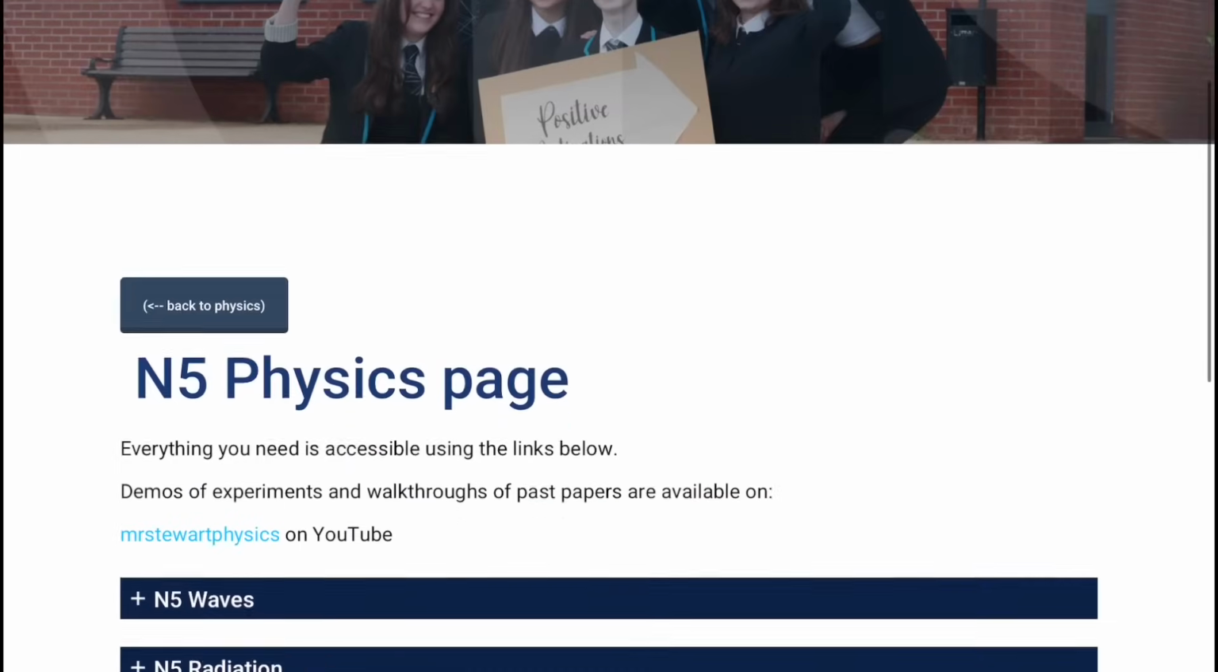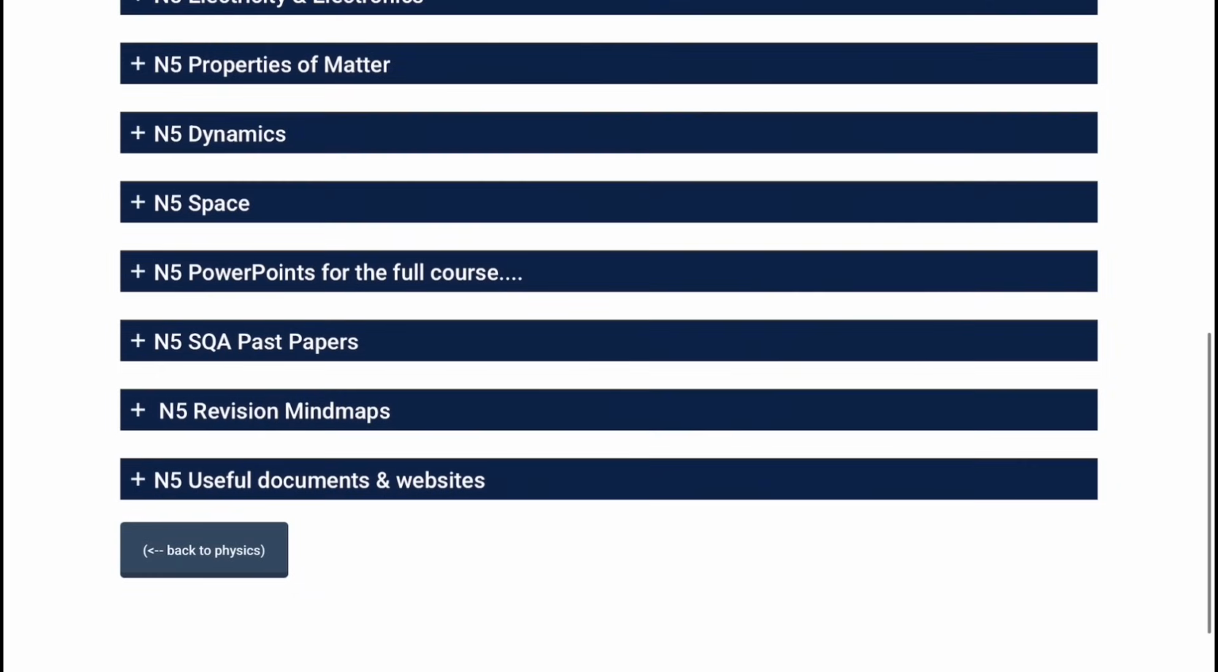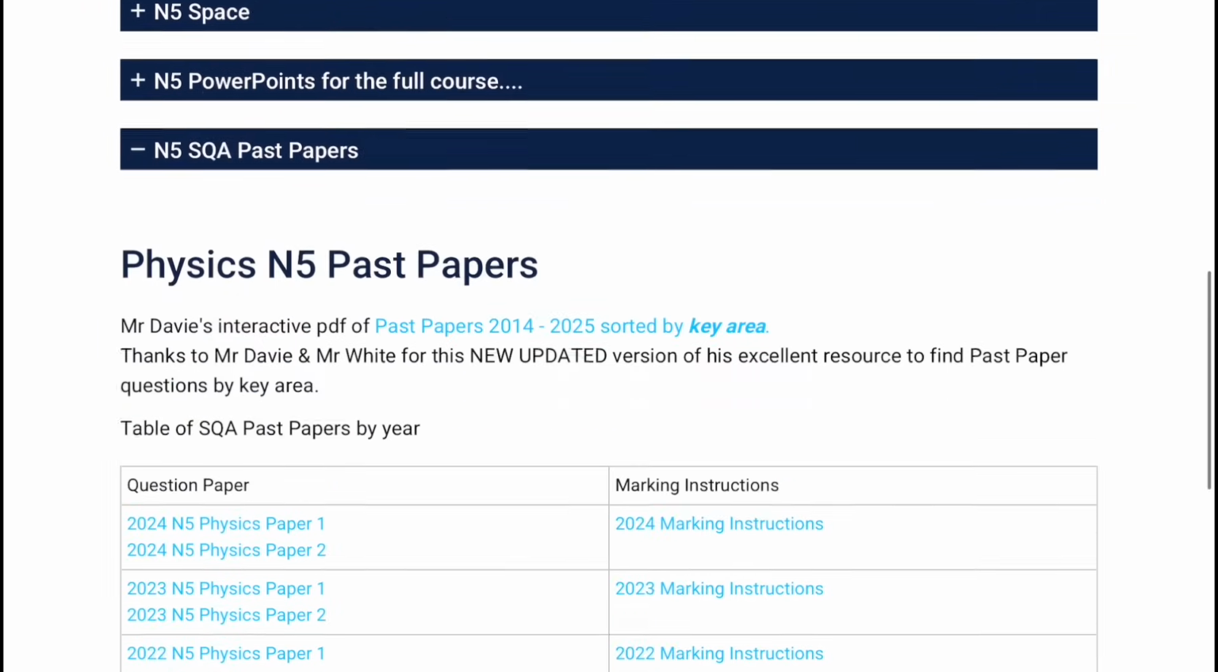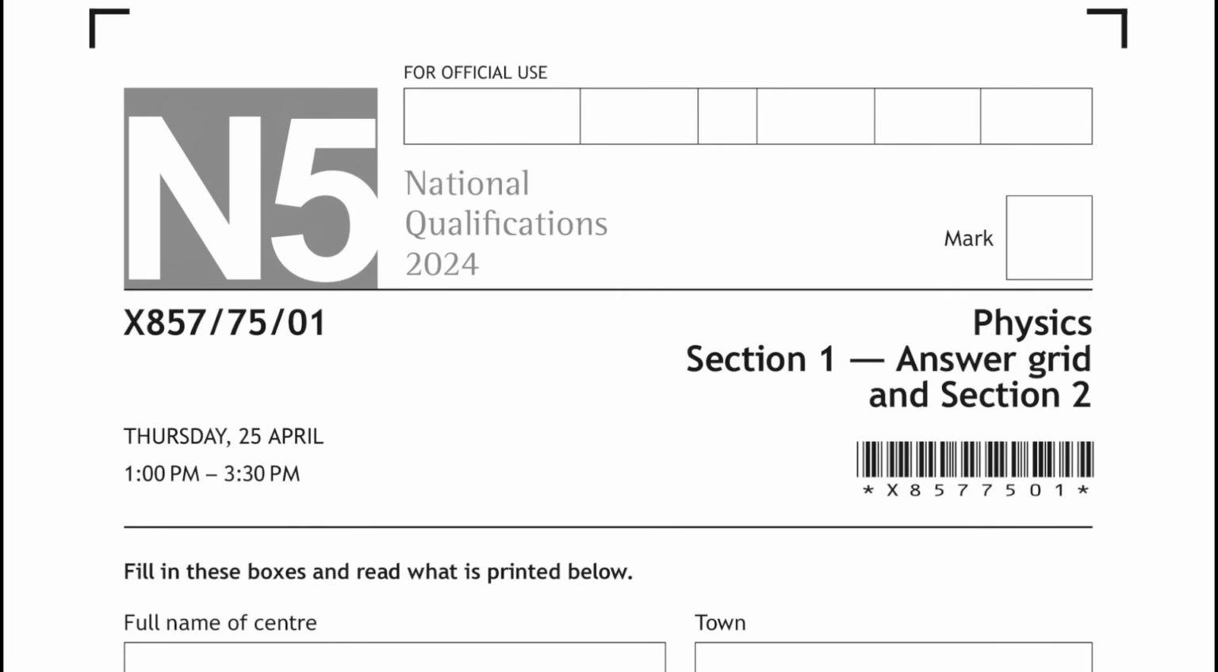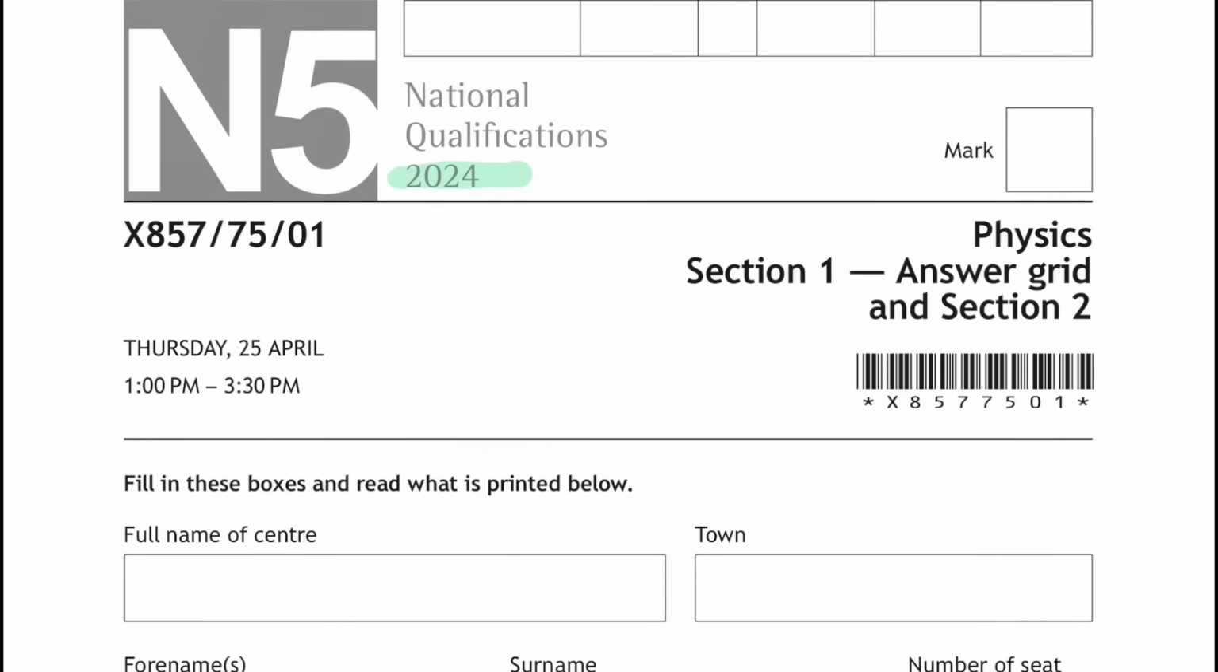we're going to the Calder Glen High School National 5 Physics page, and we're looking for National 5 SQA past papers. So when you click on that, first link you see is for Mr. Davies' interactive PDF of past papers. We're not going there, we're going into the table, and it's the 2024 paper 2. Now when you click on that, that'll open up, and then you can see the section 2 paper, same as the candidates did on the 25th of April 2024.